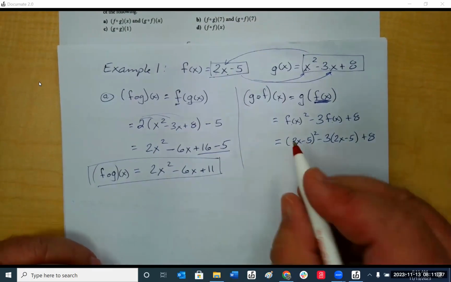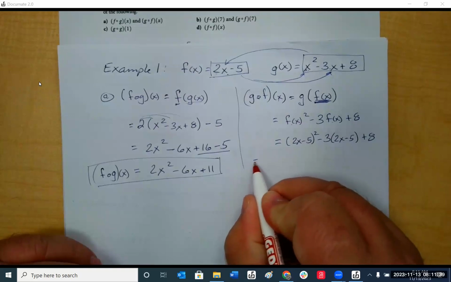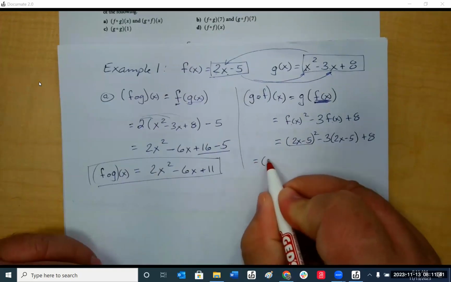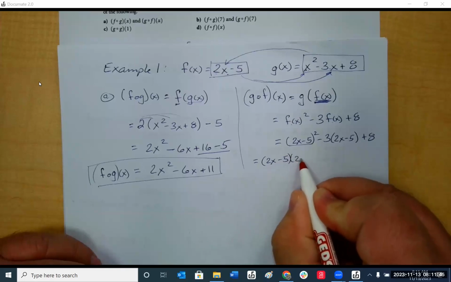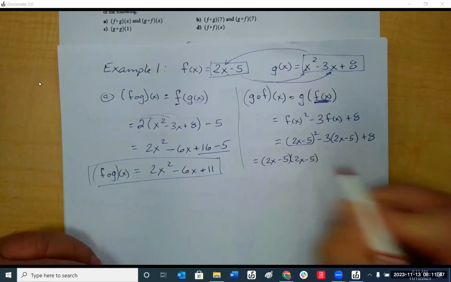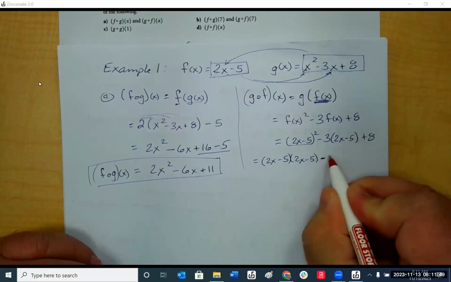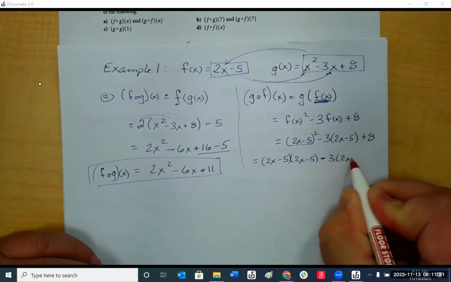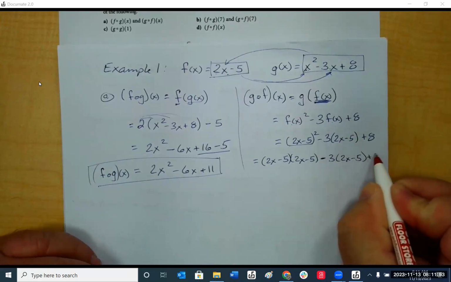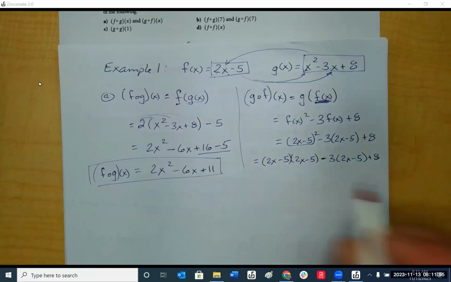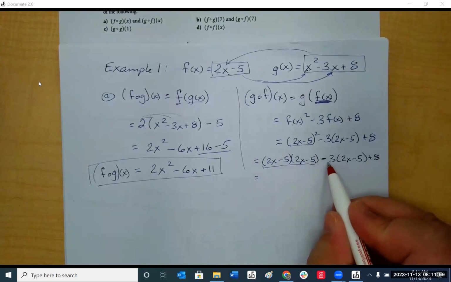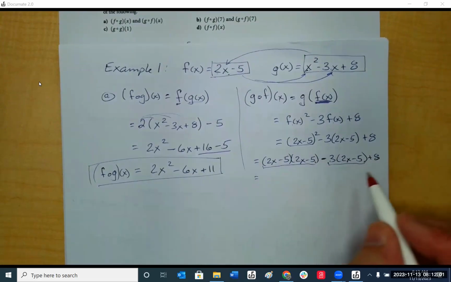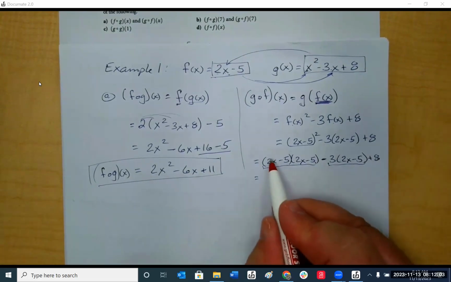Now, this one means 2x minus 5 times 2x minus 5, minus 3, 2x minus 5 plus 8. We got to multiply these two together. We got to multiply these together, and then we can combine everything.